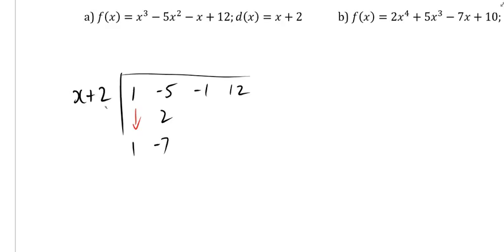And then you multiply 2 times negative 7, which is negative 14, and you put it here. And then you subtract. So negative 1 minus negative 14 is positive 13. And then you multiply by 2 and you get 26. And we're at the end. 12 minus 26 is negative 14. And obviously we're done and it's really obvious what the answer is, right?